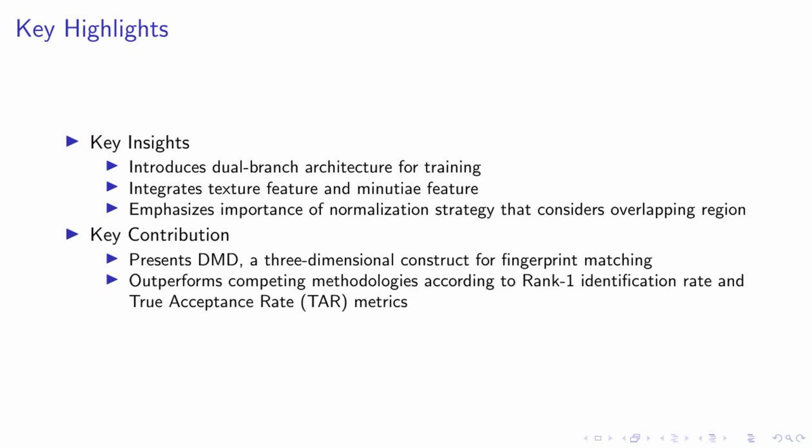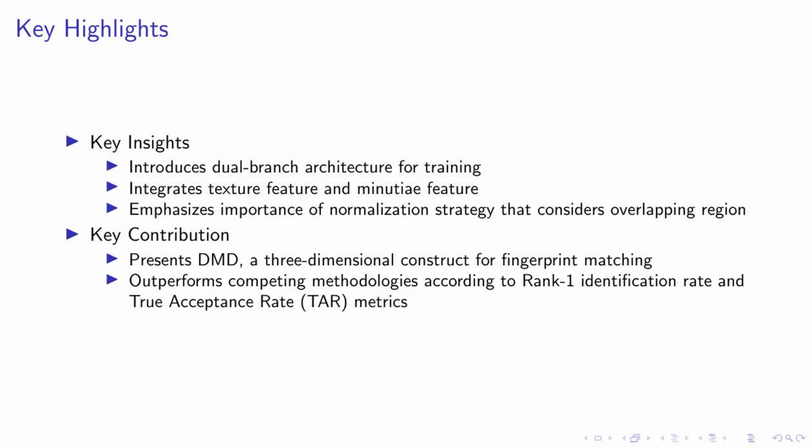Moving on to the key highlights of our study, we've introduced a dual-branch architecture for training our model. This architecture integrates two distinct features, the texture feature and the minutia feature. This combination greatly enhances the model's performance. We've also emphasized the importance of a normalization strategy that takes into account the overlapping region. This strategy significantly improves the matching performance of our model, especially in scenarios of low genuine match overlap areas in latent fingerprint matching.